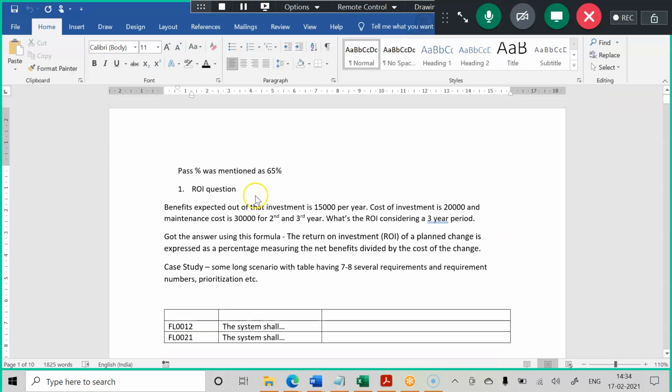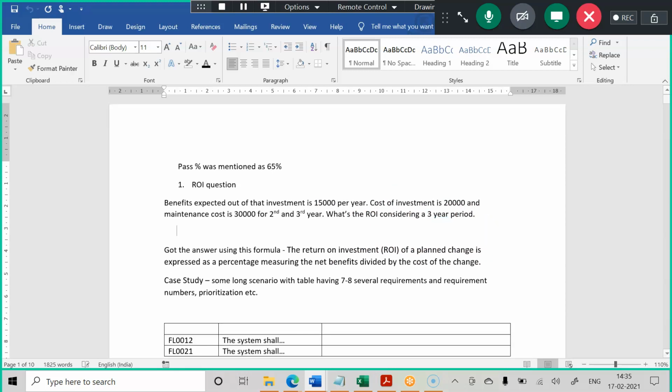So it was something like this. Benefits expected out of there was a scenario maybe of 1 or 2 lines, and it was said that the benefits expected out of that investment is 15,000 per year. The cost of investment is 20,000 and maintenance cost is 30,000 for second and third year. What's the ROI considering a 3-year period?